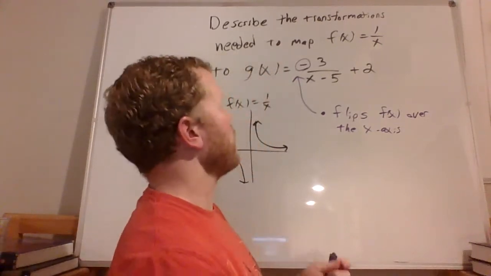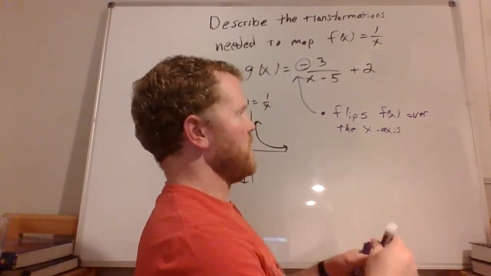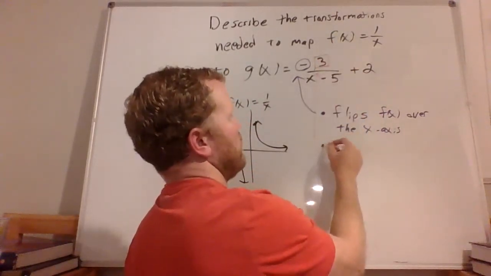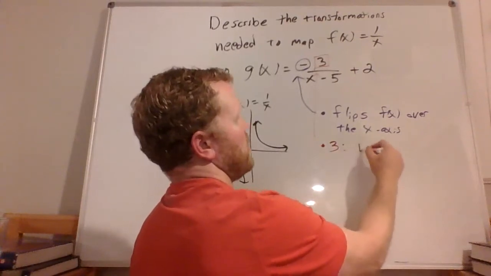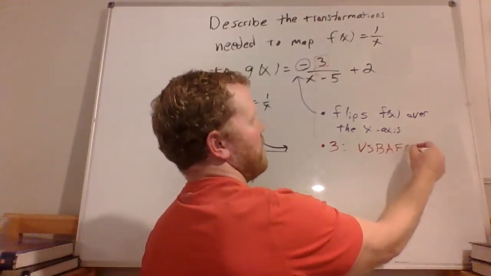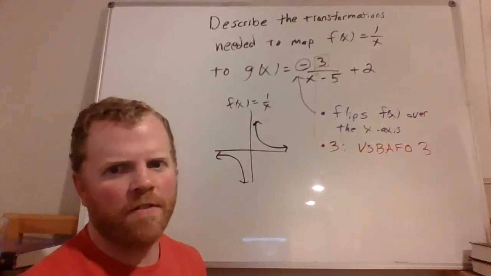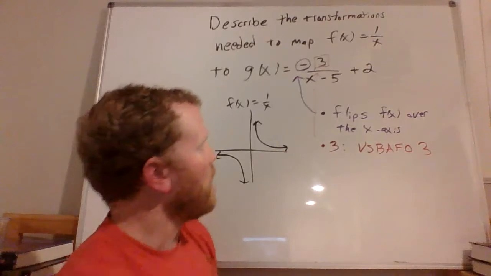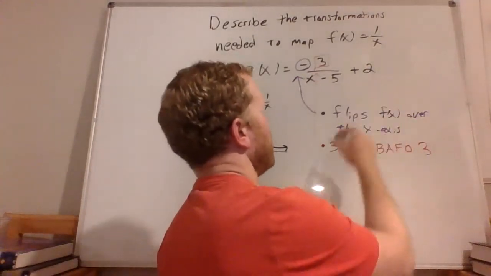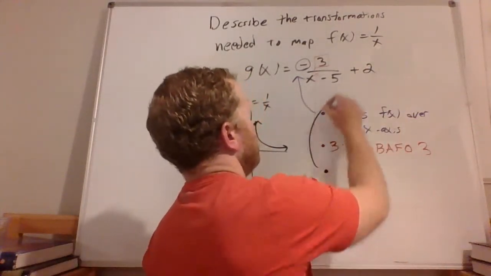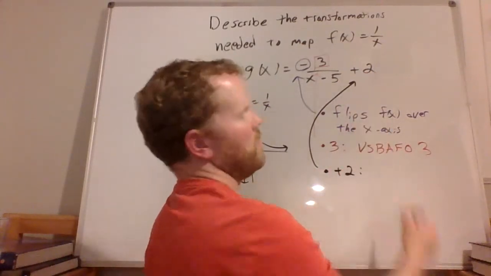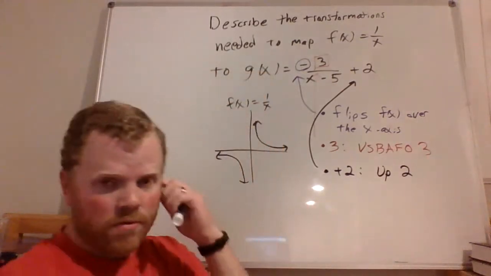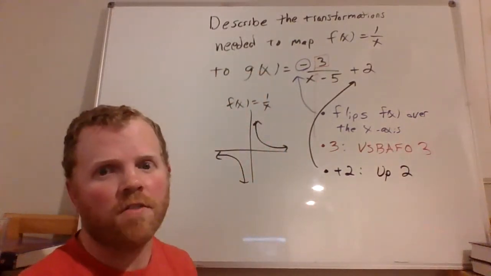Other things going on here. You've got this big old 3 sitting in front on the top. That 3 is a VS BAFO 3, or a vertical stretch by a factor of 3. It's just going to make it steeper because that's a 3. What else we got? We've got this plus 2 on the end. That plus 2 basically moves us up 2. And those are all the vertical things that are different than the function.